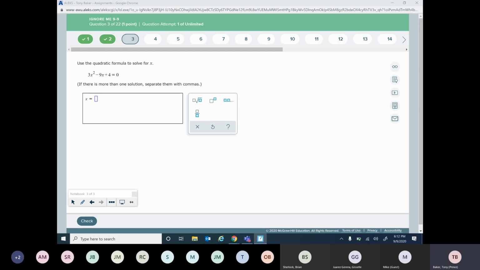Depending on how they want the answer, if it just wants it as a decimal, you can plug it all into a calculator and get the answer. If it doesn't want the decimal, and this one doesn't, it actually wants it in simplified form, it's harder to do it on the calculator because of the way it's going to give you the answer. So the first thing is the quadratic formula, if you don't remember: negative b plus or minus the square root of b squared minus 4ac, all over 2a.